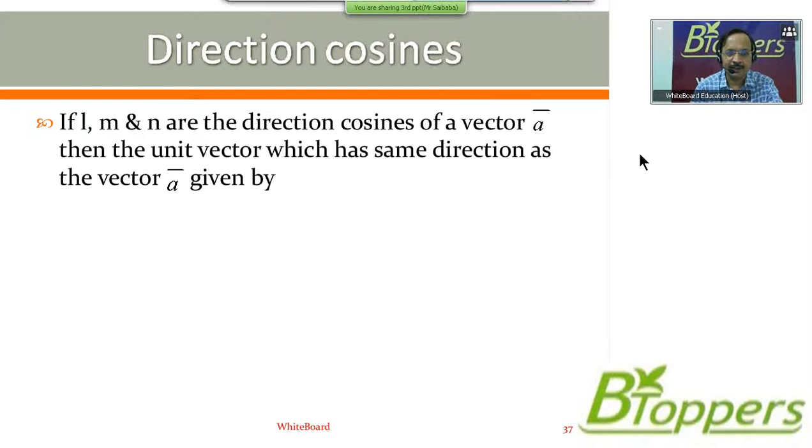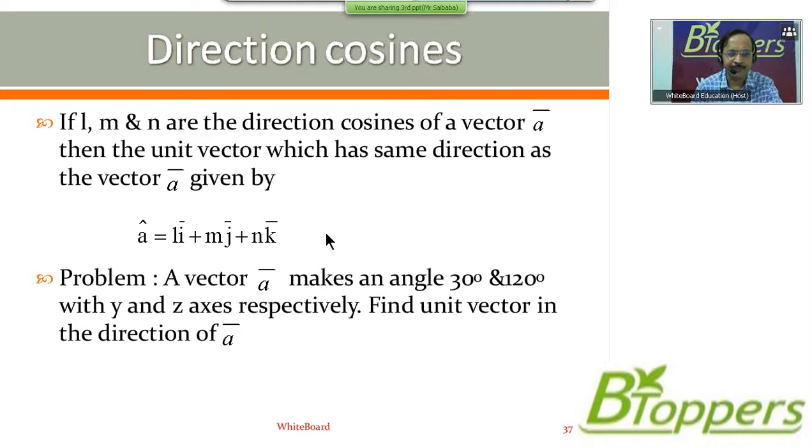So if L, M, N are the directional cosines of vector A bar, then the unit vector which has the same direction as vector A bar is given by A cap equal to L i cap plus M j cap plus N k cap. That means you can write A cap equal to cos alpha into I cap plus cos beta into J cap plus cos gamma into K cap.